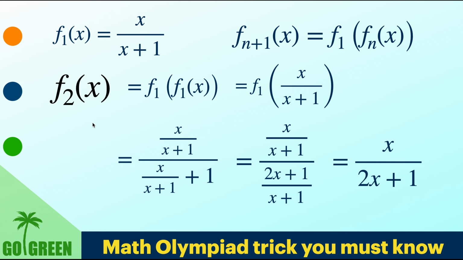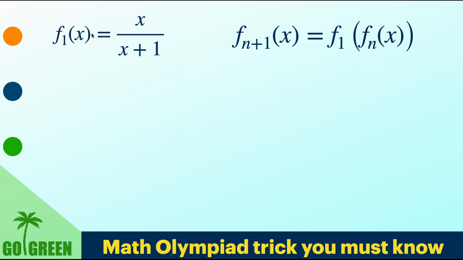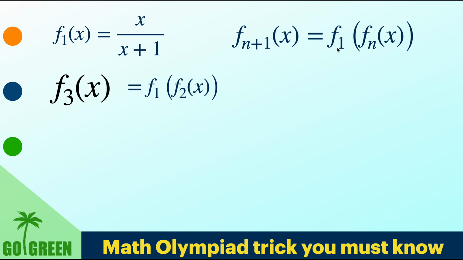Now once you have f2(x) here, you can plug the whole f2(x) in here, and f1 of f2(x) will give you f(2+1), which is f3(x), right? Let us calculate what is f3(x). So this is f1(x), this is f(n+1), this is the definition. So f3(x) is what? By this definition, f1 of f2(x). So then what was f2(x)? f2(x) was x over 2x plus 1.